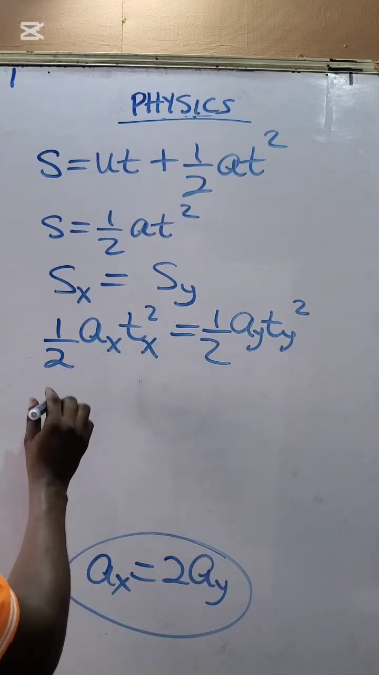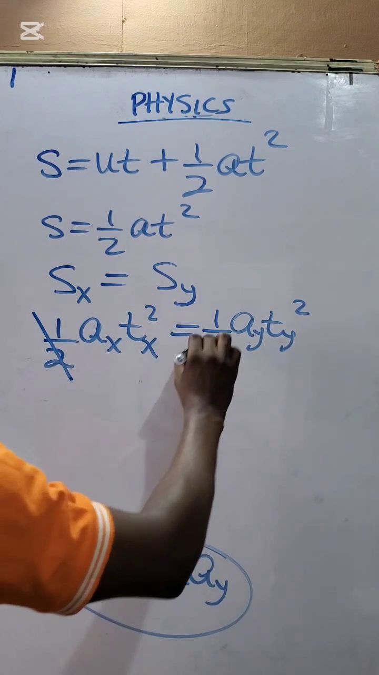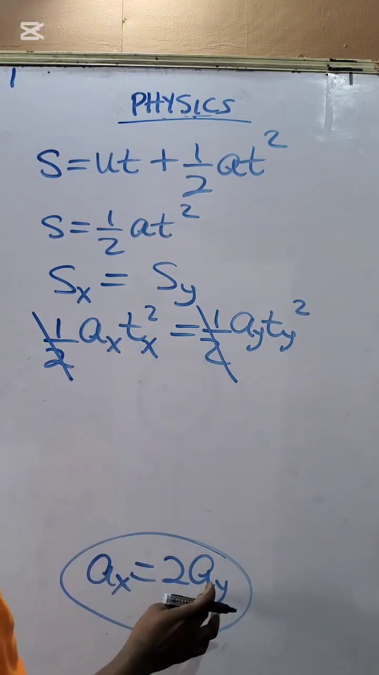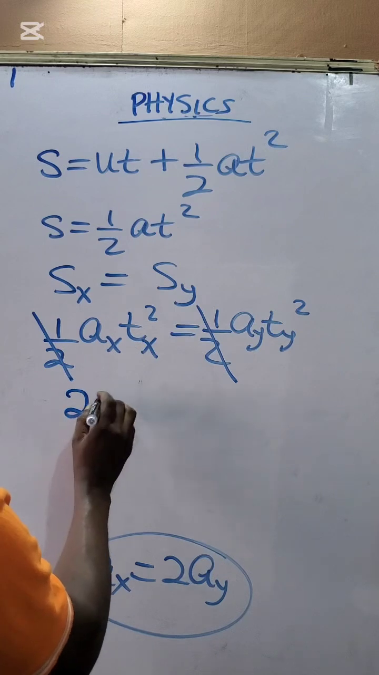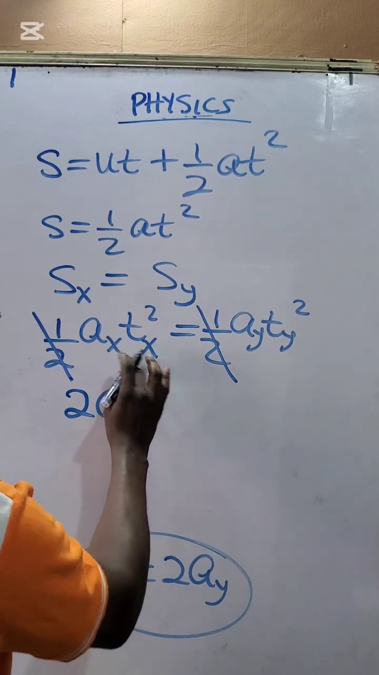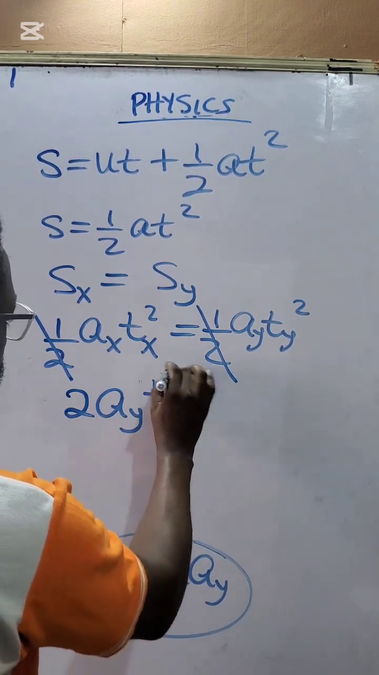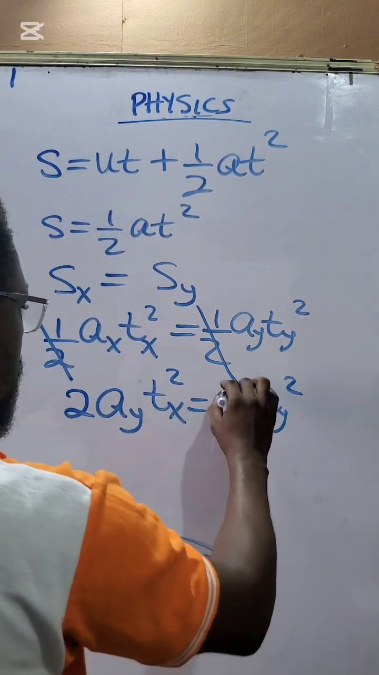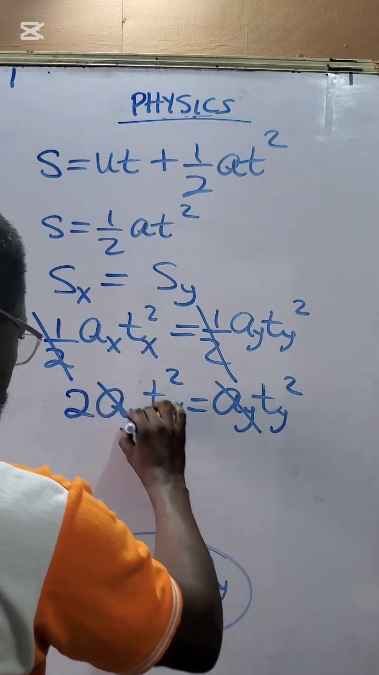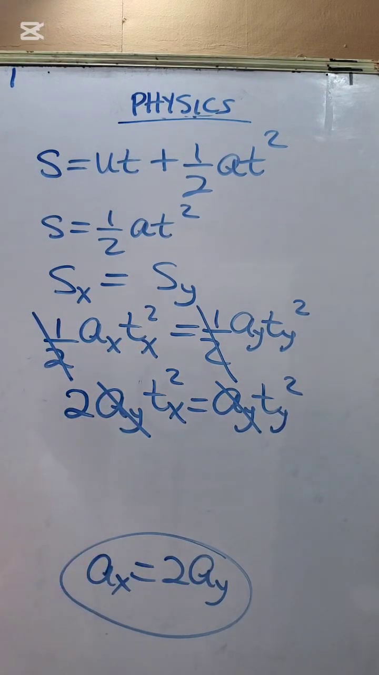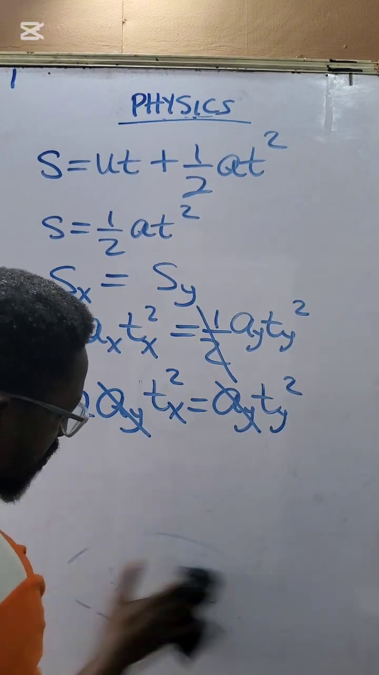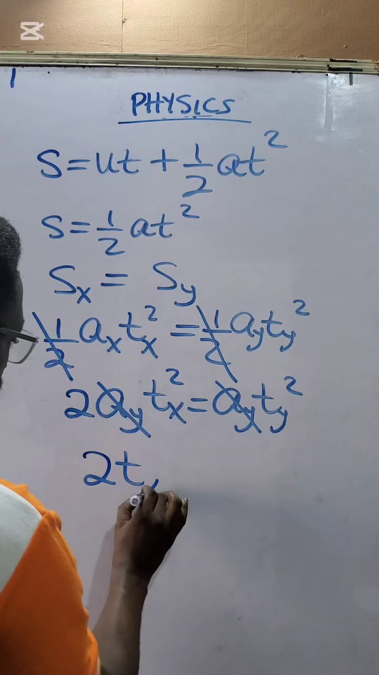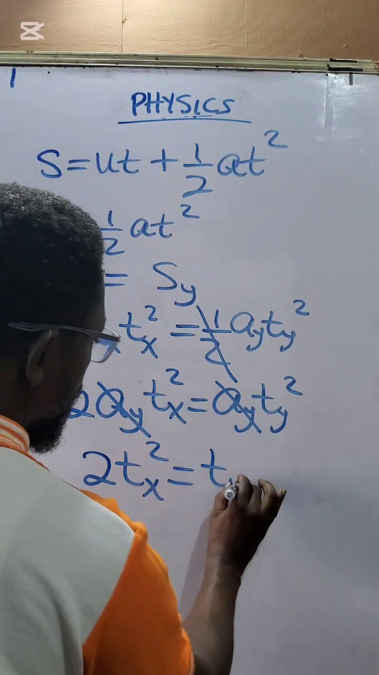So we have A substitute X here. So this one now, first of all, this half here, we cancel the half on the right hand side. So now we have this A subscript X, which is now 2AY. So in place of this one, I'll put 2A, then Y. Then we have this equals AY. Then we have this. Now this A subscript Y here, we cancel this one here. So that we will now have 2 times the time of X squared equals the time of Y squared.